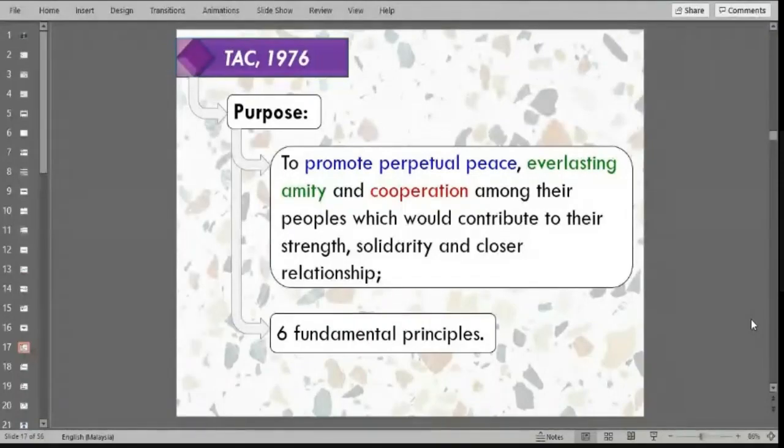Firstly, the purpose of why ASEAN had established this TAC. The purpose was to promote perpetual peace, promote everlasting amity, and promote cooperation among the member countries of ASEAN. Perpetual meaning continuous. To promote continuous peace among the member countries of ASEAN, promote everlasting amity. Amity here means friendship. So everlasting friendship among the member countries, especially, and promote the cooperation between the ASEAN countries.